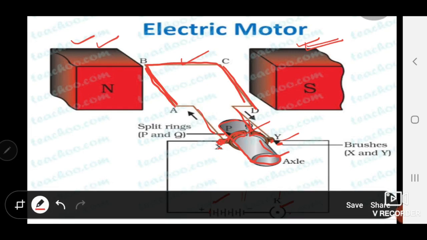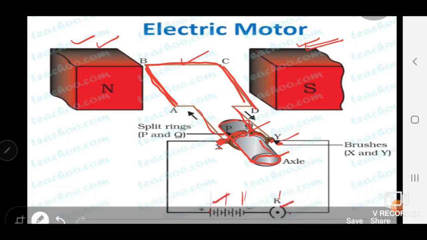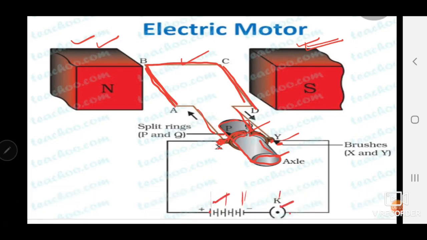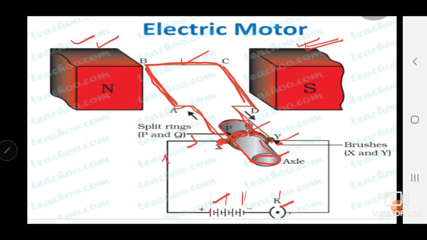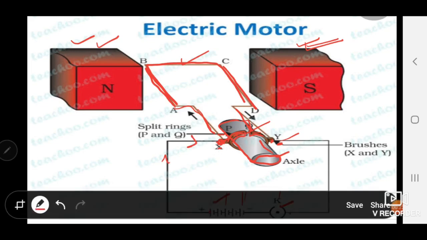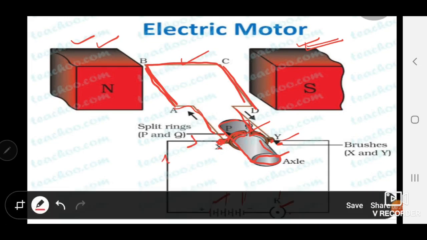Now let us see how the working takes place. It is connected to the battery. The current enters the coil and passes through ABCD with the help of the battery. As the current passes here, it passes through the conducting brush X and flows back to Y through this wire itself.